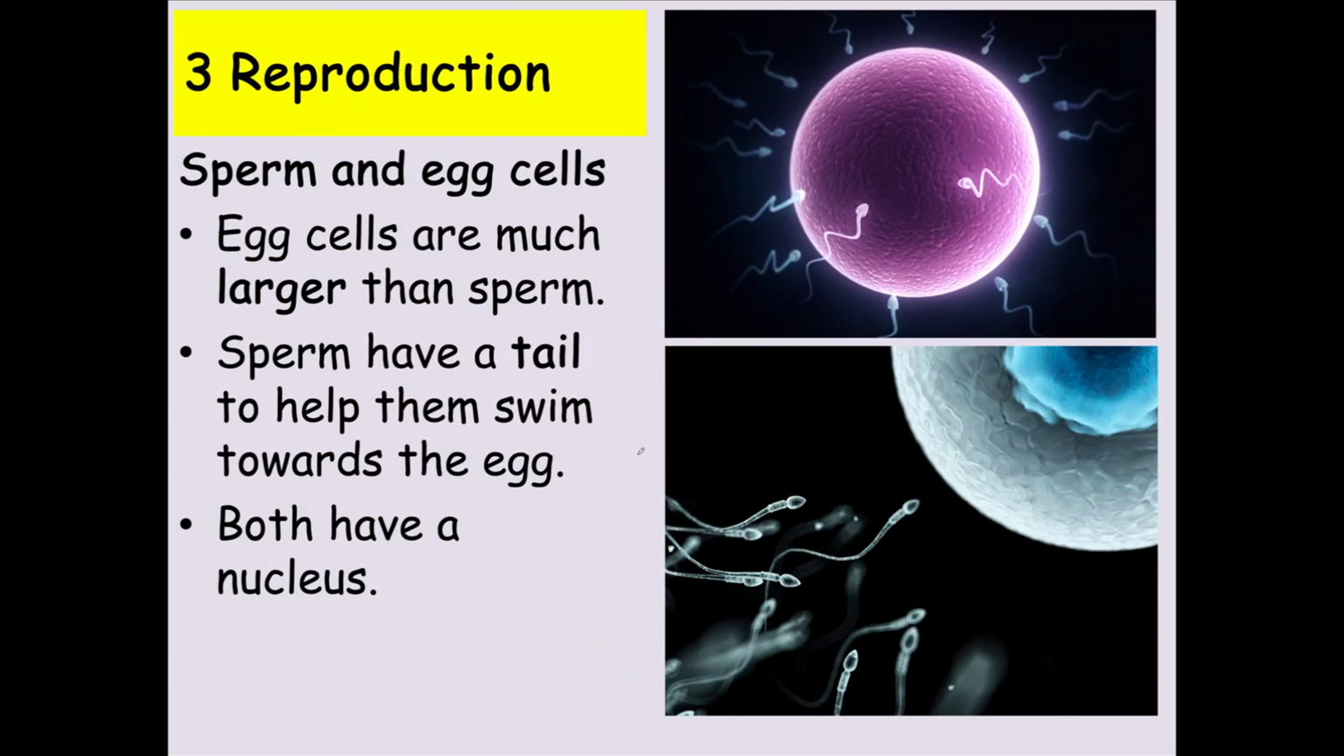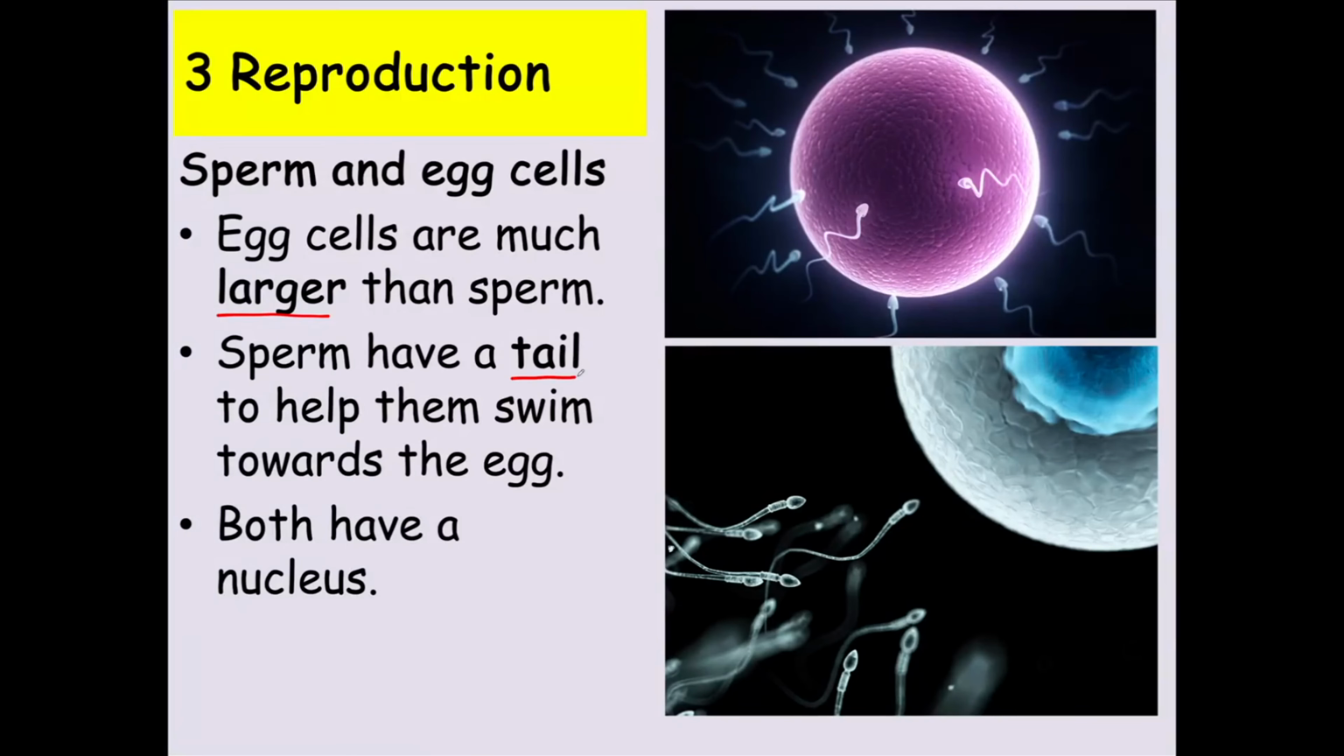Now let's have a look at what the two gametes look like closer up. If we look at them closely here, we can see that the sperm is much smaller than the egg. So eggs are much larger than the sperm, and that's quite a nice visual to display that. Another fun fact, the egg is the largest cell in the human body and the sperm is the smallest cell in the human body.